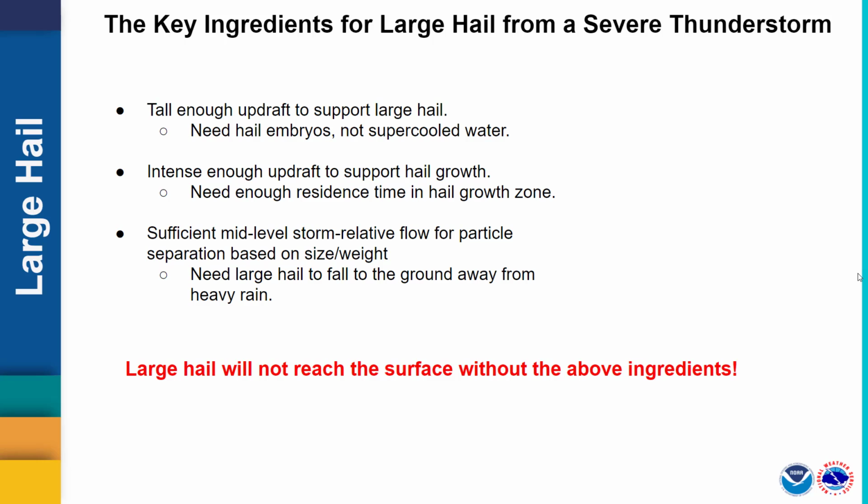The key ingredients for large hail are fairly straightforward. You cannot get large hail at the ground without them. They include a tall enough updraft to support large hail. You need hail embryos, not simply supercooled water. You need an intense enough updraft to support hail growth. You need enough residence time for the hailstones to grow. And you need sufficient mid-level storm relative flow for particle separation based on size or weight. In essence, you want the large hail to fall to the ground away from the shaft of heavy rain.